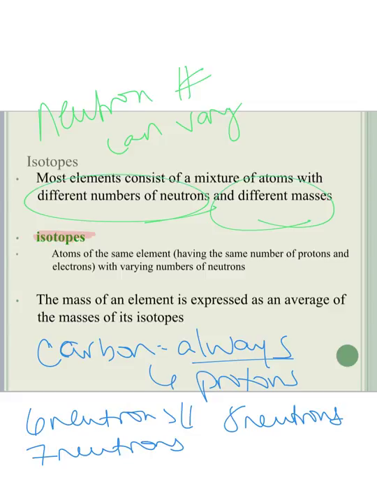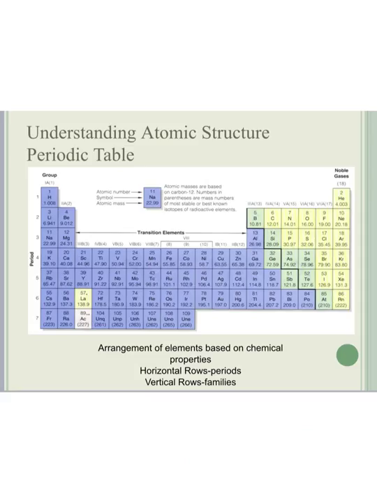This atom with 6 protons and 6 neutrons would have an atomic mass of 12. The atom with 6 protons and 7 neutrons would have an atomic mass of 13. And the atom with 6 protons and 8 neutrons would have an atomic mass of 14. So that's where we get our average atomic mass.